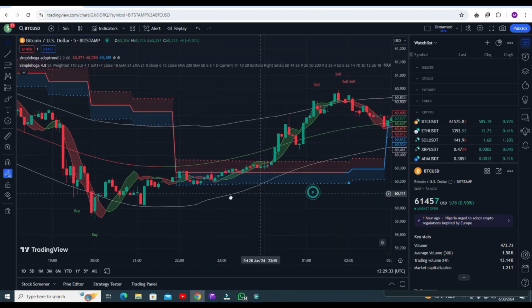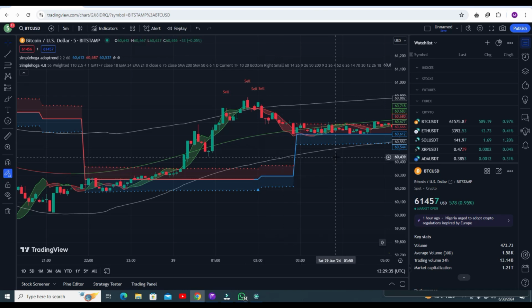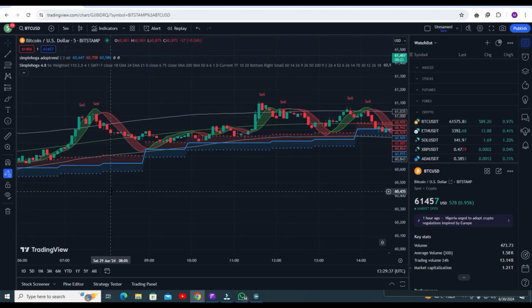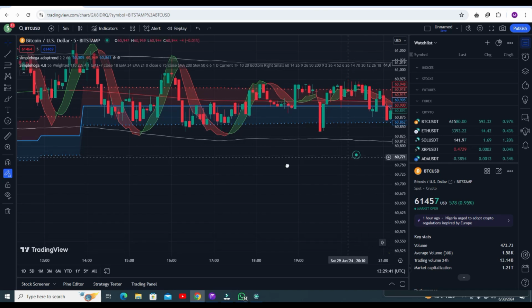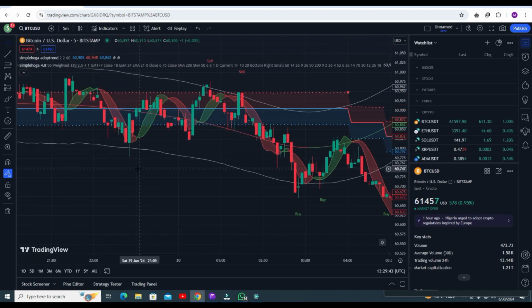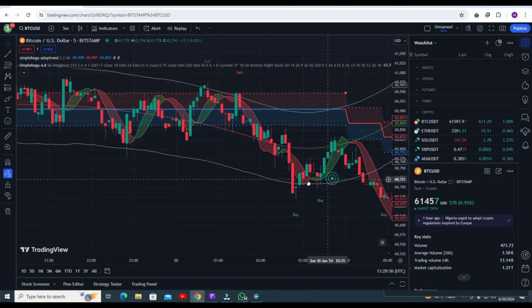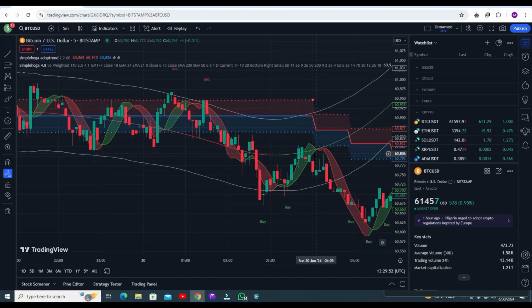Okay, let's move further. Now this is the buy trend. You have to wait for the buy signal. Let's wait, and you did not get any signal. If you are taking this one, you can see this one is your buy trade. You need to exit your trade at this point.